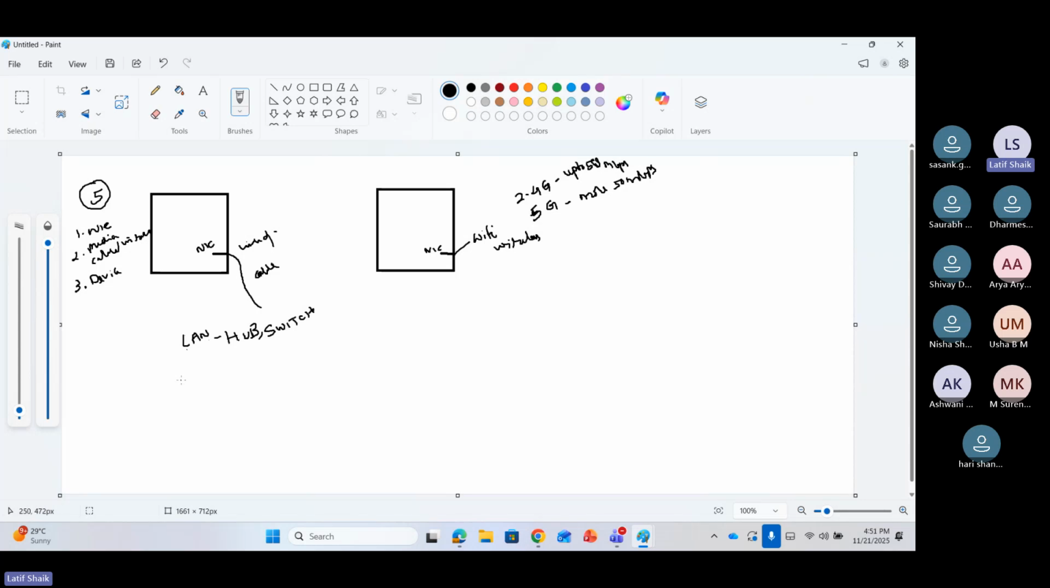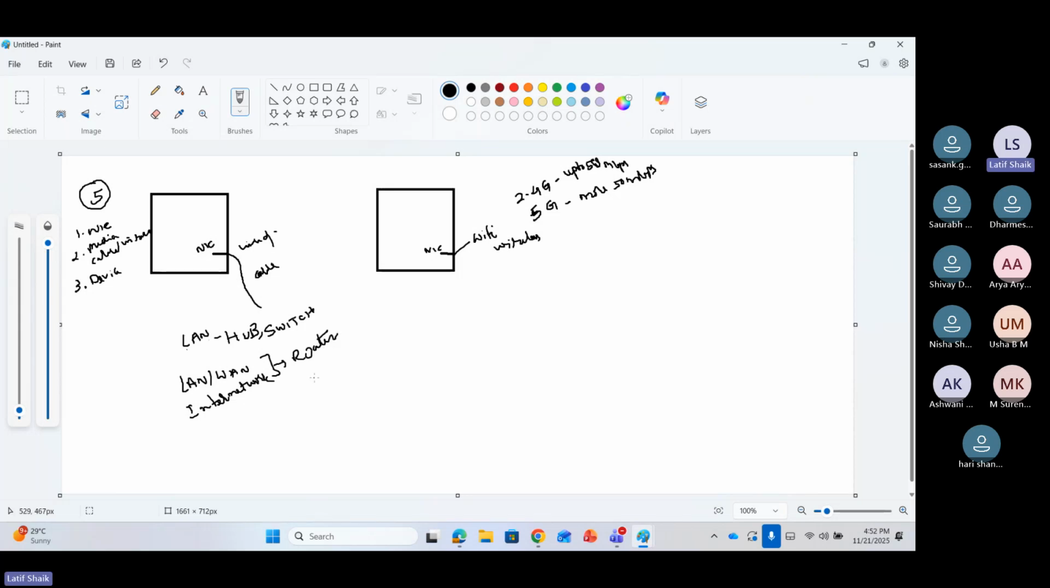Okay, I want to connect from our LAN to WAN, or connect between different networks. So what is that? Inter-networking is required. Inter-networking, what we read is router.